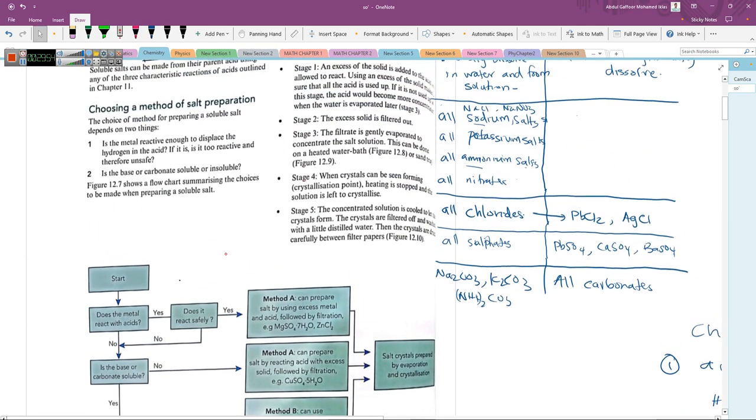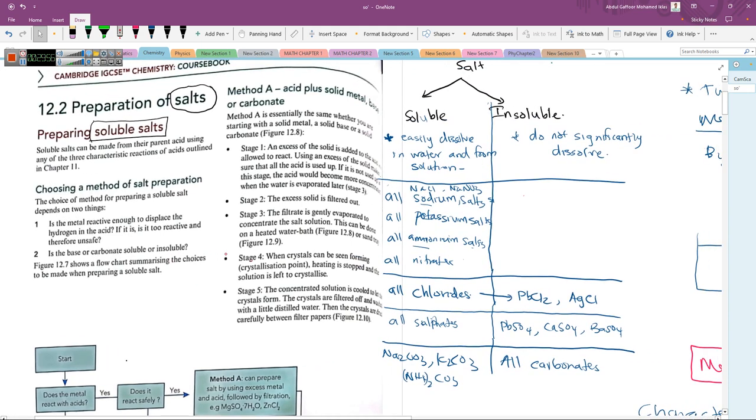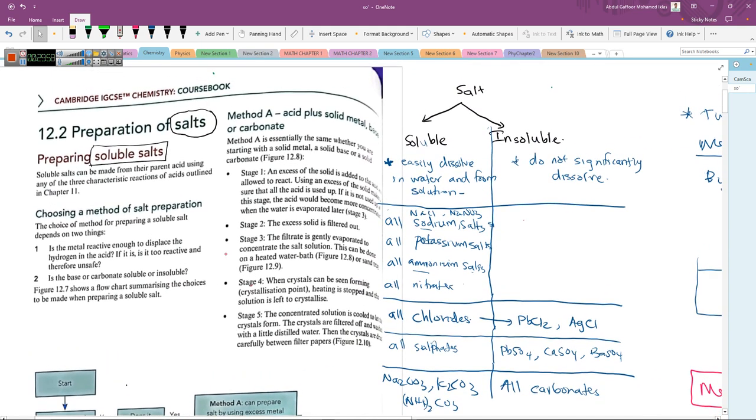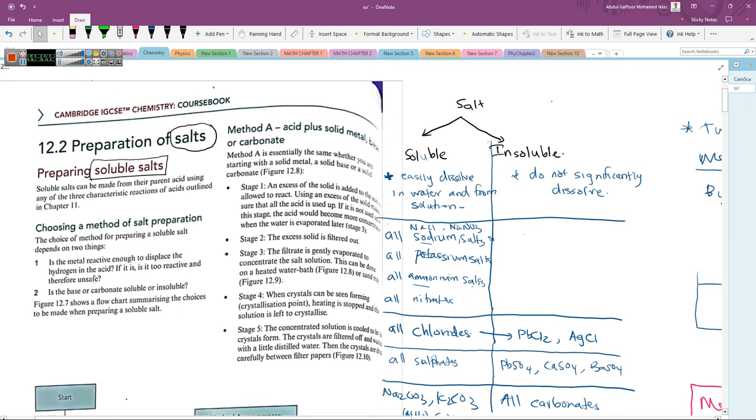So beforehand we have something here. Now we will just try to read it and understand. Now you see here, choosing a method of salt preparation. We have studied two methods. The first one is using excess amount of whatever it may be, either solid metal or base or even carbonate. And the other one will be titration.